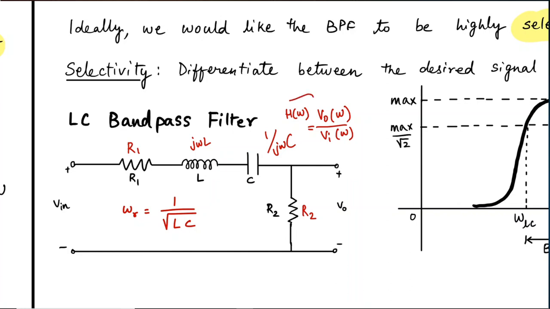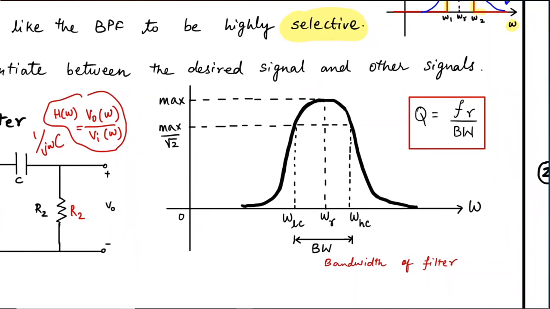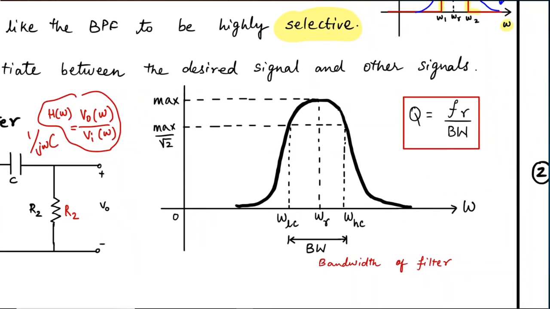But once you have this H of omega, we can try to sketch that as a function of omega, and realistically it is probably going to look like this. So it's not a rectangle. It has some selectivity between a lower cutoff frequency omega_LC and a higher cutoff frequency omega_HC. The resonant frequency over here is omega_R, which is related to the components that are being used here.